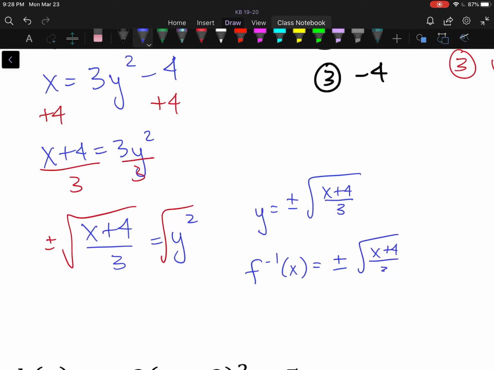So the inverse of f of x is plus or minus the square root of x plus 4 over 3. Now make sure when you square root both sides that you include everything under the square root, because everything was already on the left. All of this was on the left before you square rooted, so it all goes under the square root when you write your answer. Okay?